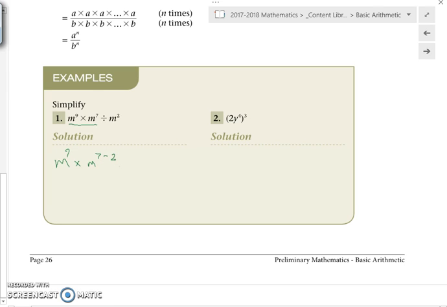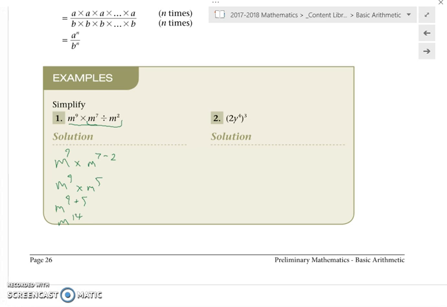Cool? Why? You tell me. That bit means m^(7-2). So we've got m to the 9 times m to the 5, which equals m to the 9 plus 5, m to the 14. Cool? Could have even said 7.